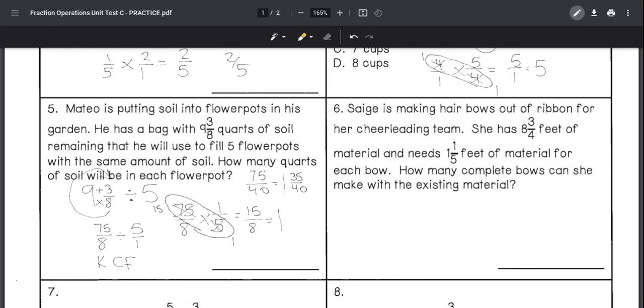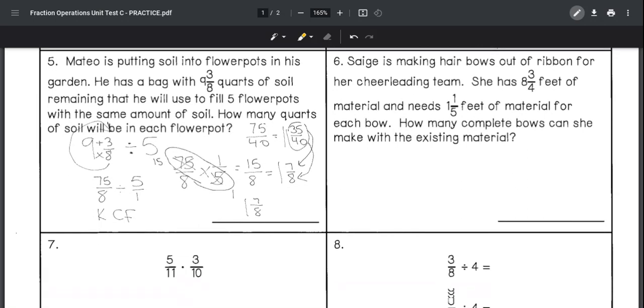So that's going to turn into 1 7/8. And up here, our common number would be 5 to simplify our fraction. How many 5s make a 35? 7. How many 5s make a 40? 8. Okay, so in each of the flower pots, there will be 1 7/8 quarts.